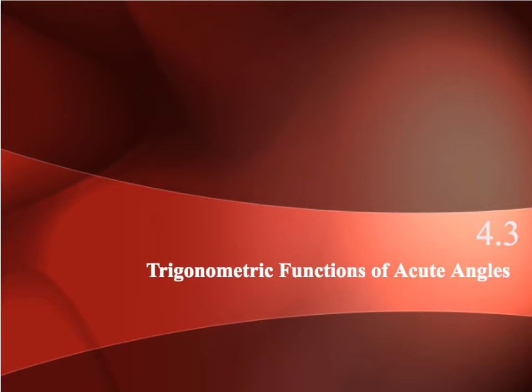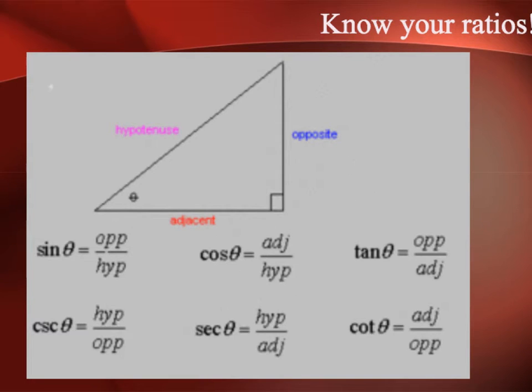Welcome everyone. This is section 4.3 in the book that we never use, Trigonometric Functions of Acute Angles. Alrighty, here are your 6 trigonometric ratios.